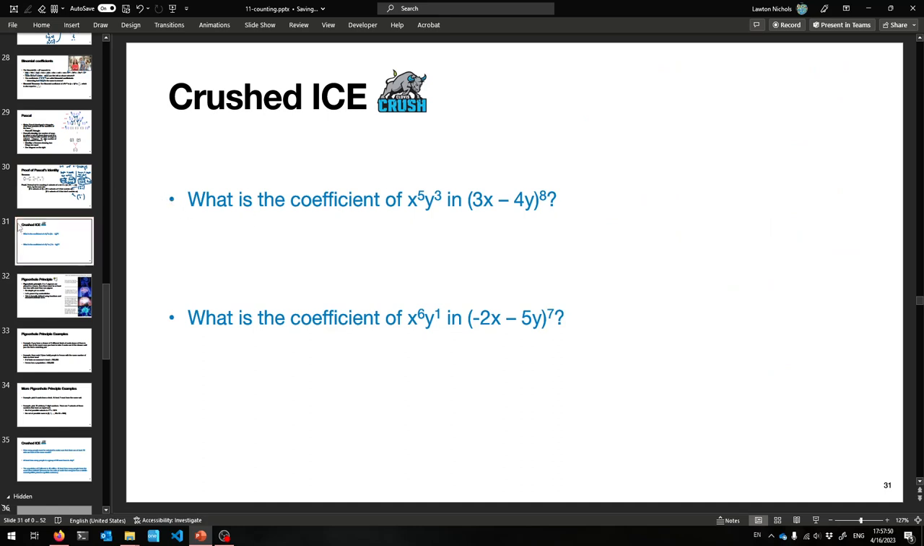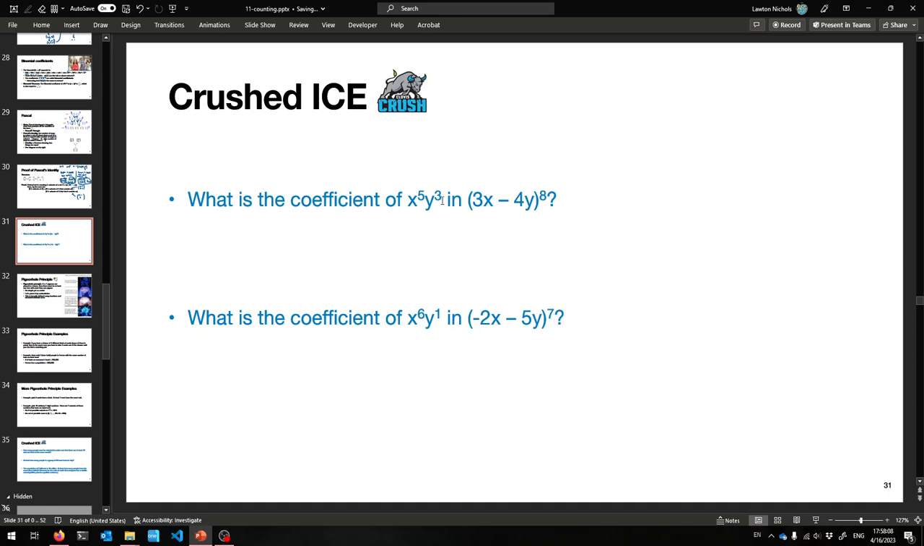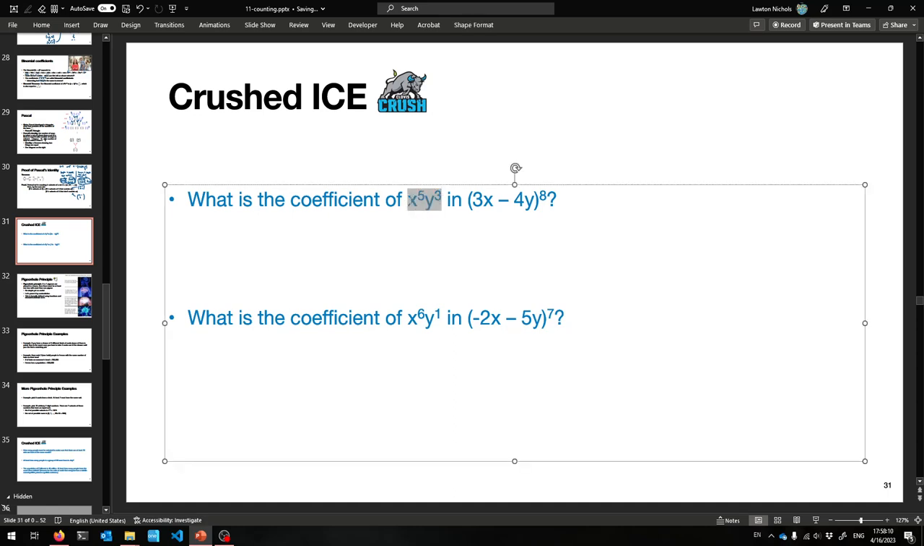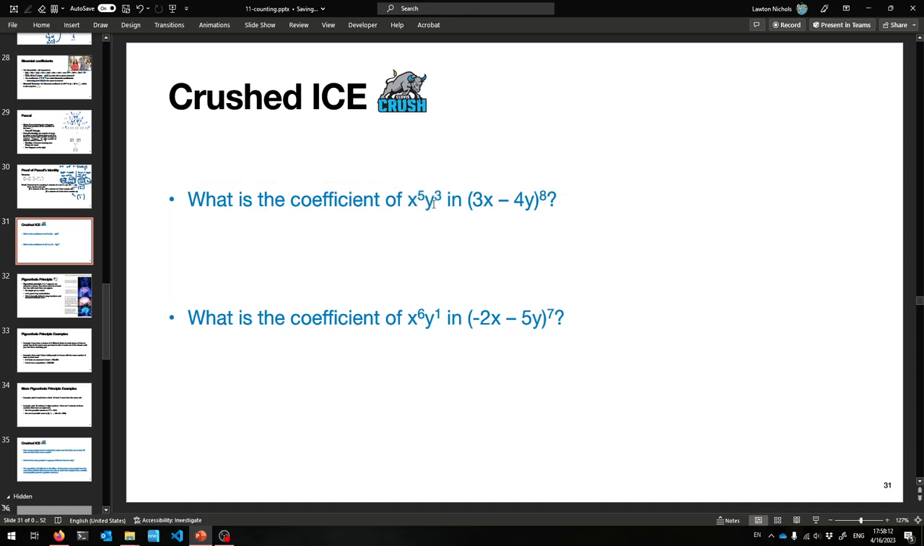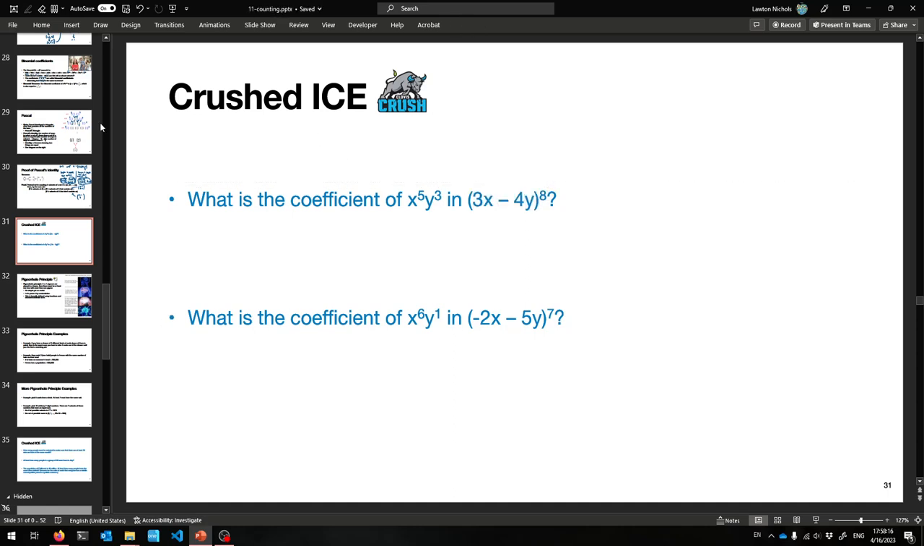This is just going to be using the identity. You don't have to make the final answer. You can just leave it in the choose form if you'd like. But, all right, here is a binomial: 3x minus 4y. Now we have coefficients. 3x minus 4y to the 8th power. And so what is the coefficient in front of x to the 5th and y to the 3rd in this expansion?